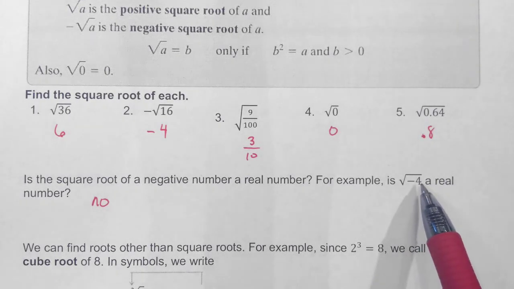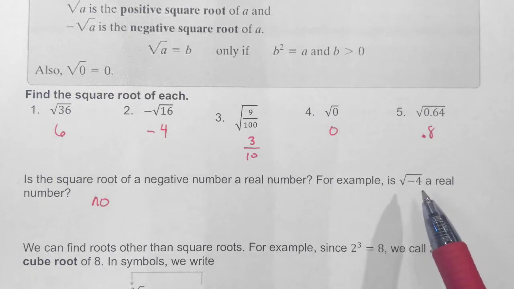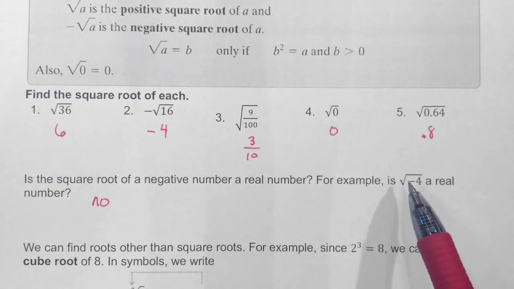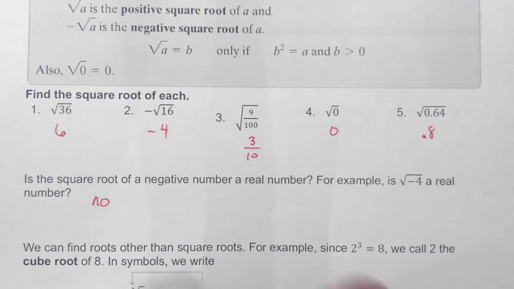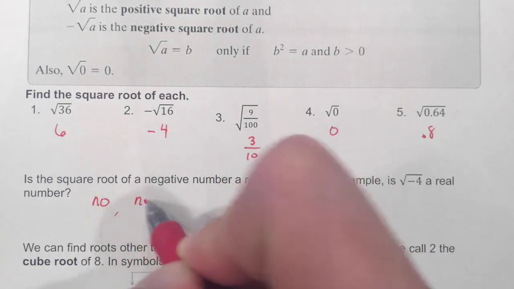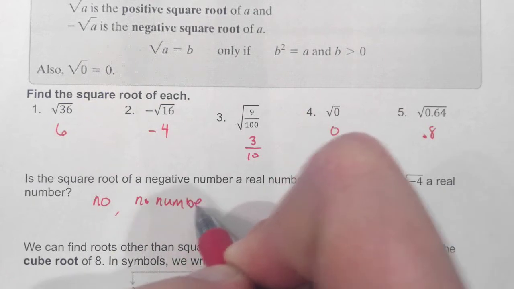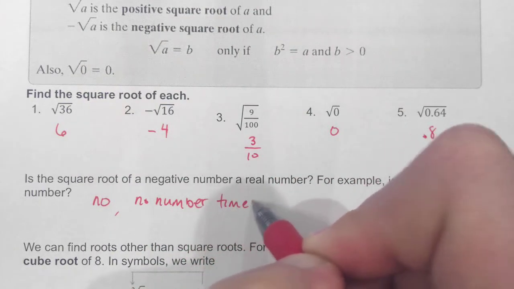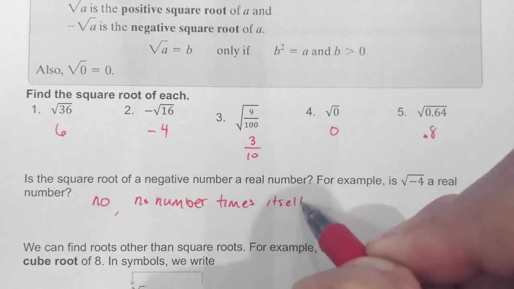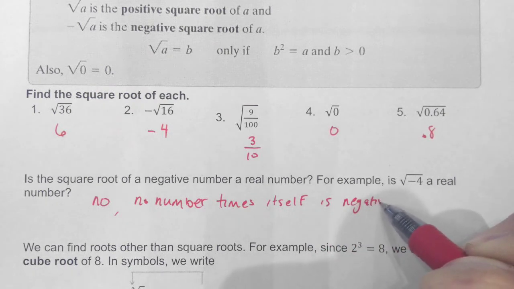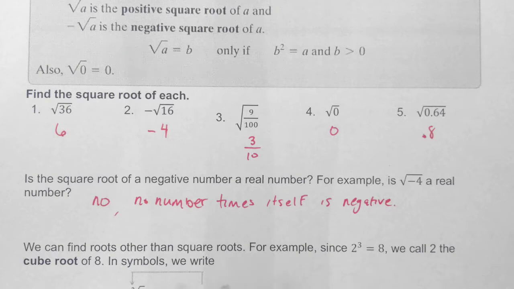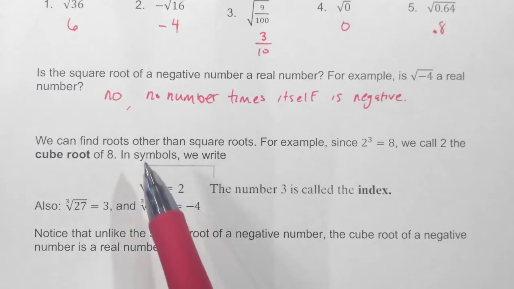That's just what you have to remember. It's not a real number because no number times itself is negative. Okay. Now, that's square roots. We can also do cube roots.